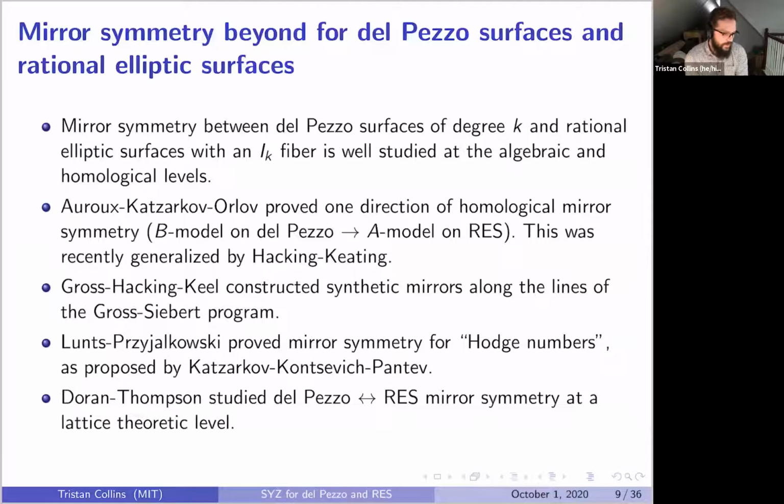Okay, and then there's also work of Doran and Thompson, who studied this del Pezzo rational elliptic surface mirror symmetry at a lattice theoretic level.